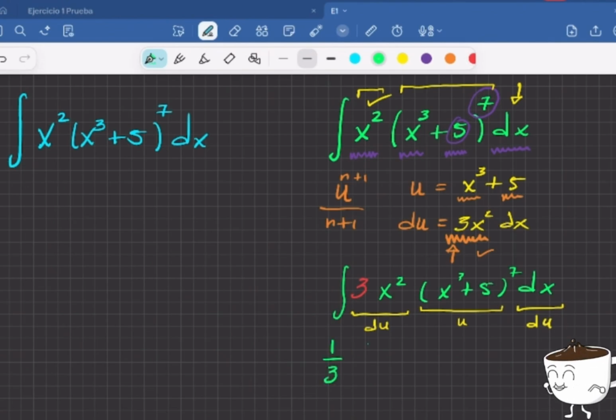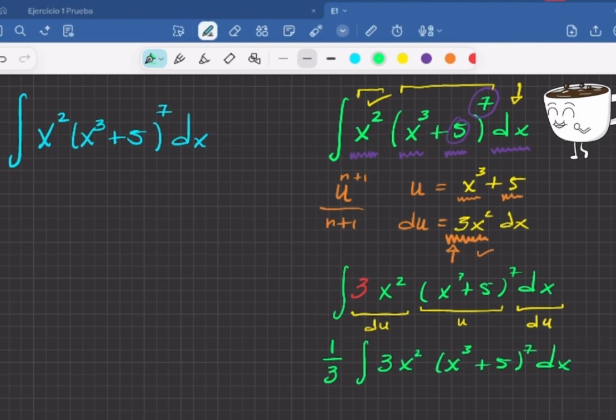If the number is in the numerator outside the integral, it must be put on the contrary, in the denominator at the bottom. If we add 1/3 inside, externally it would be 3, and if we add 3 inside, externally it would be 1/3. Okay, then how would it look? We would have 1/3 times the integral of 3x squared times (x cubed plus 5) to the 7th power dx.